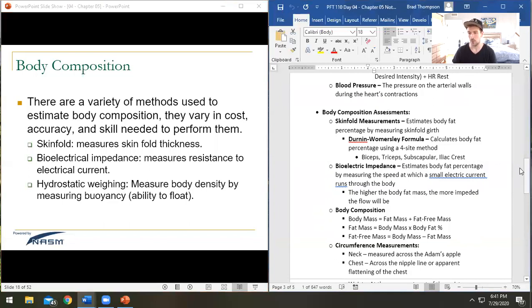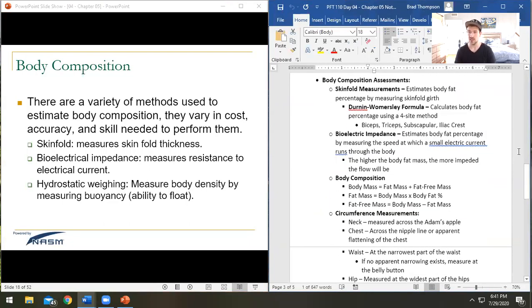Now, shifting gears a little bit, we've got our body composition assessments. These are going to be things like your weight, body fat percentage, things like that. So one of the most common ones is obviously bioelectric impedance, right? That's going to estimate your body fat percentage by measuring the speed at which an electric current runs through the body. We know that electricity runs through water really, really fast, right? And most of your tissues in your body have lots of water in it, but your fat tissue doesn't, right? Fat is mostly made up of oils. And so the higher body fat, the more impeded the flow will be.